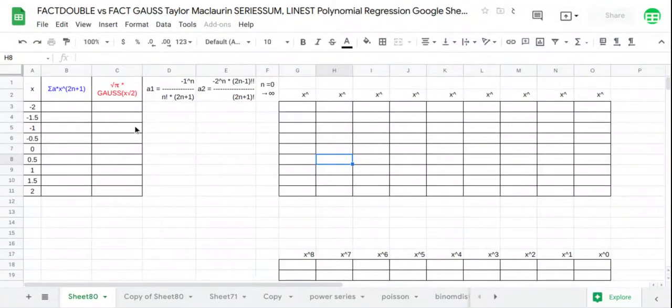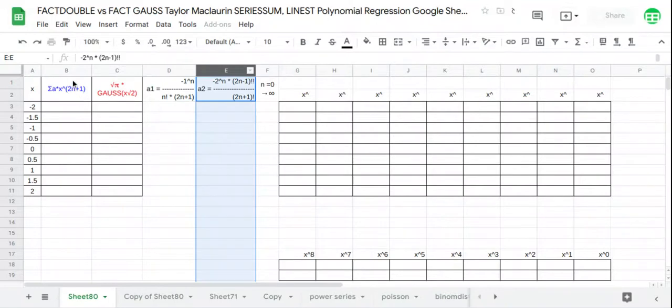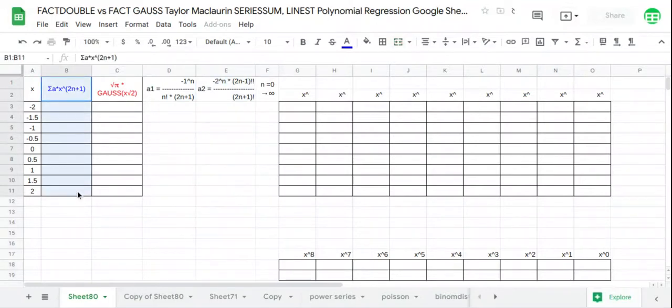In this video, we'll use factorial and double factorial to generate the Taylor-Maclaurin series sum of the Gauss function, which is in the form of square root of pi times Gauss of the quantity x times square root of 2, where the value of x ranges from negative 2 to positive 2.